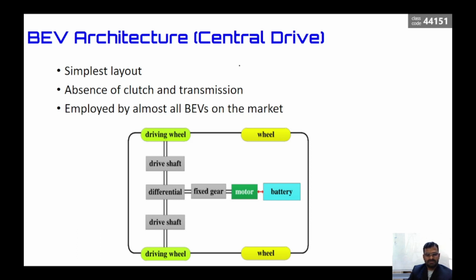So BEV architecture, we are going to have different architectures. The central drive architecture is going to have the driving wheel and the driving shaft, and the differential. You are going to have a fixed gear, and these two wheels are just free running. We have a battery here, which is going to drive the motor through the inverter, and then the fixed gear. This gear is connected to the differential, which is connected to the drive shaft, so that it is going to drive this driving wheel. So this is one architecture.